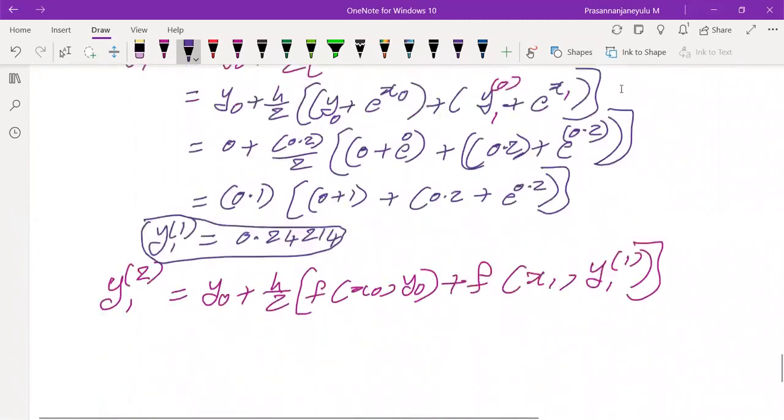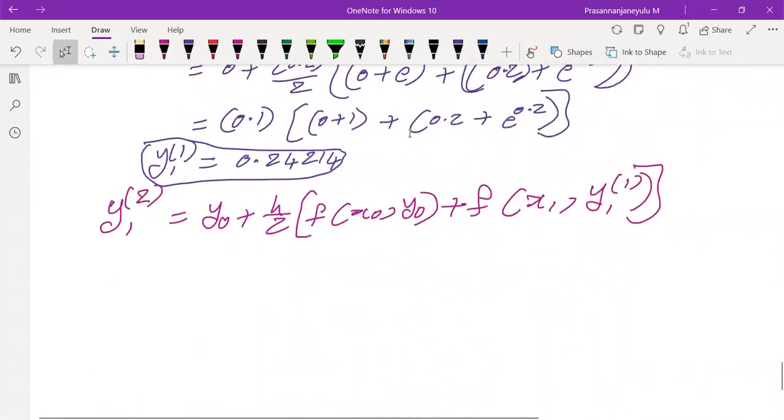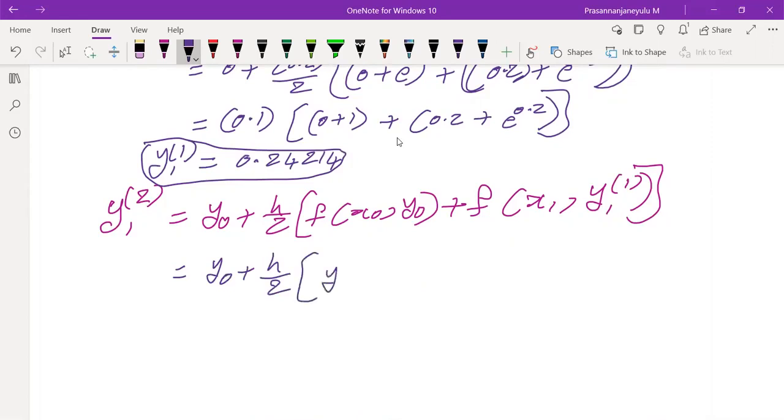In the same manner, we need to go for finding the second approximation of y1. For finding the second approximation of y1, substituting all the values again here. So y naught value is, writing in the form like this only, y naught plus h by 2 into f of x comma y, which is y plus e power x. But in place of x and y we are having x naught and y naught, plus f of x comma y is equal to y plus e power x.